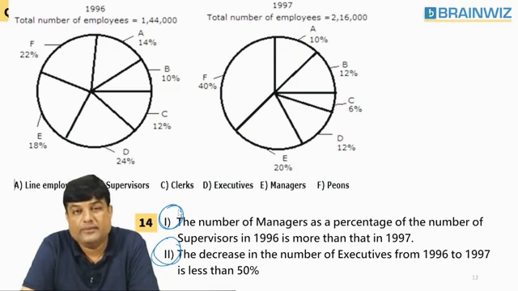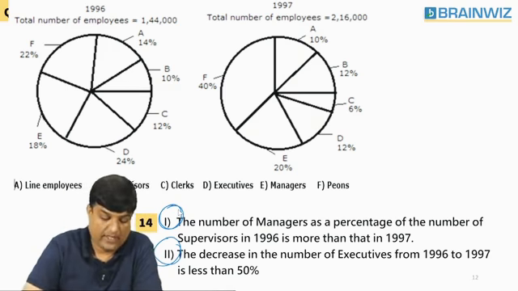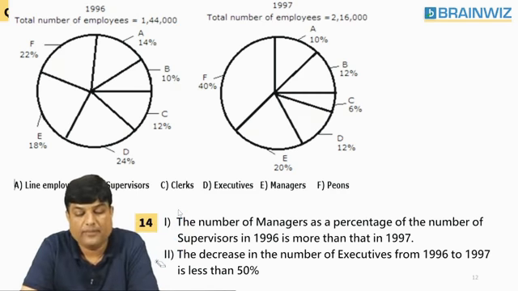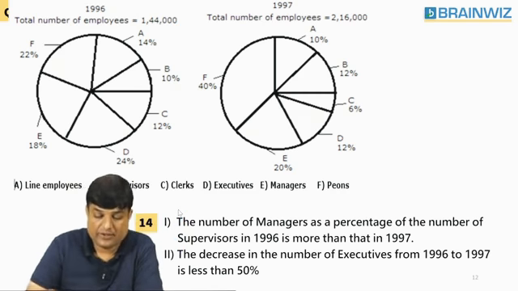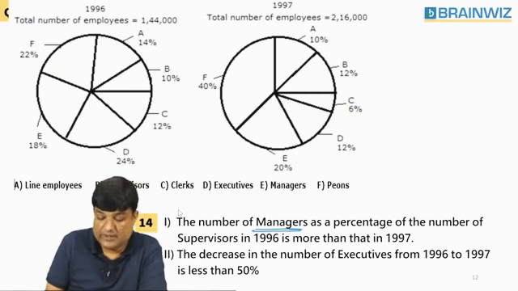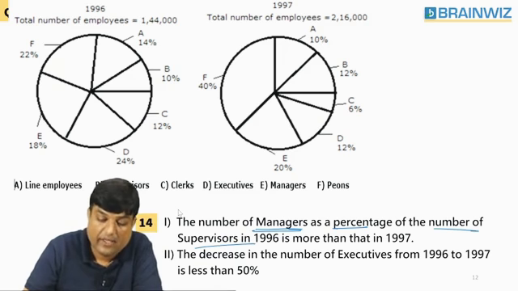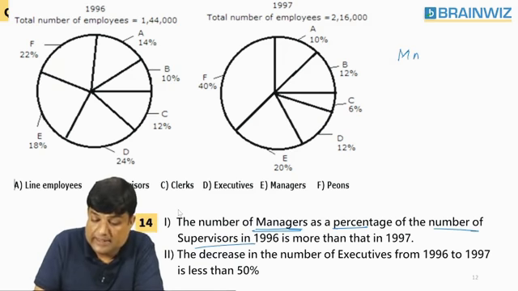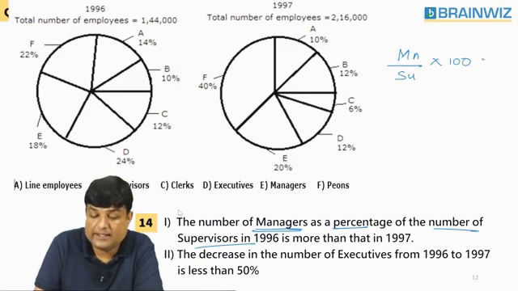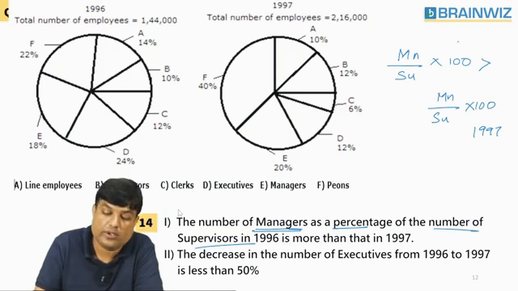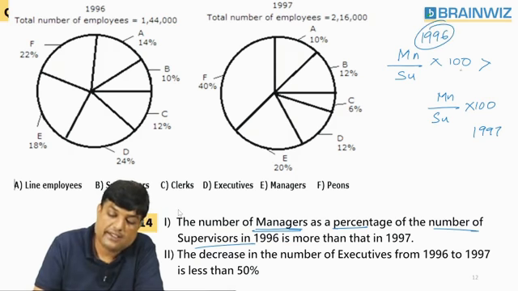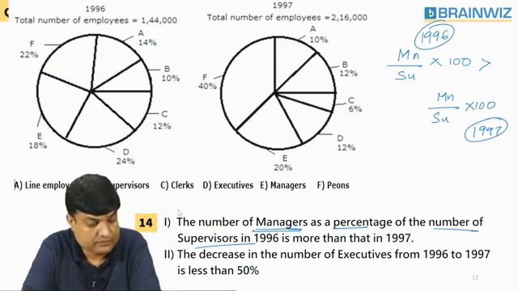Are you understanding, everybody? Is that clear? That's good. Let's move forward now. What did he ask in this question? The number of managers as a percentage of the number of supervisors in 1996 is more than the managers and supervisors as a percentage in 1997. Is it more or not? In 1996 versus 1997, is it more or not?